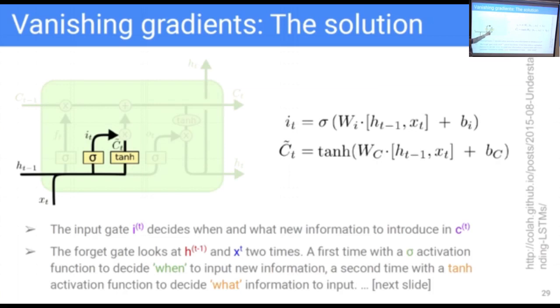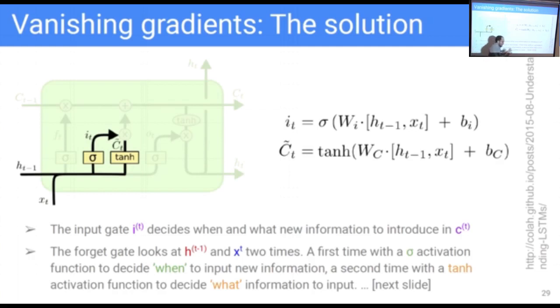Then the hyperbolic tangent, which goes from minus one to one, is really the one that can introduce some information into the memory cell. That's why, conceptually, to distinguish between them, you can think of the sigmoid gate deciding when we are going to introduce something in the memory cell, and with the tanh, which is like the sigmoid but from minus one to plus one, we decide what.